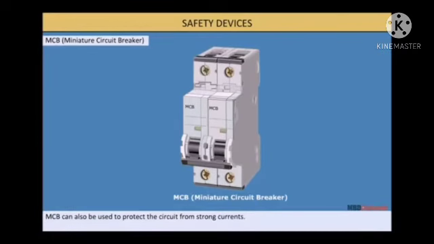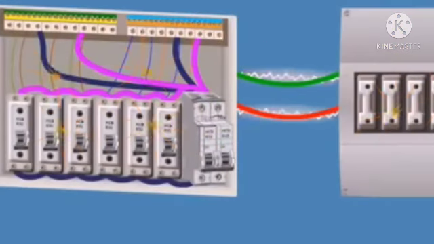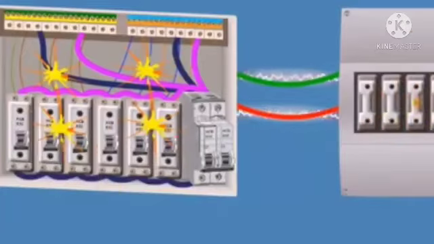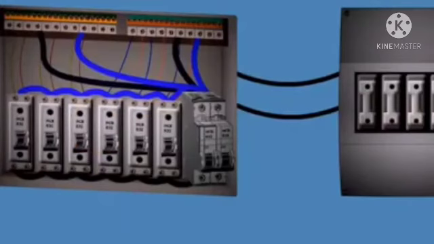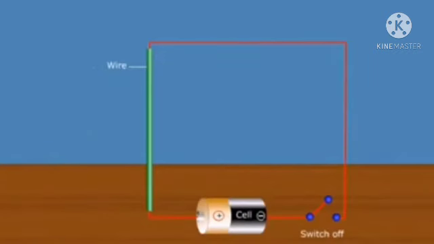Miniature circuit breaker: an MCB can also be used to protect the circuit from strong currents. Strong current often leads to overheating of wires, which can result in the breakout of fires. A fuse is also used for the protection of a circuit, which consists of a thin wire of low melting point.